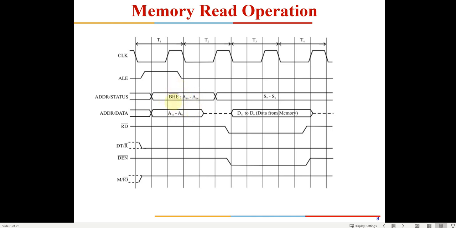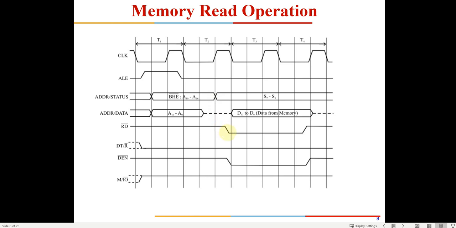Also you will have the BHE bar information, because you need to select which is the chip. So along with the address lines, you require the BHE bar signal, and then we have the address latch enable signal coming high. This address latch enable will enable us to latch the address and the BHE. In the next positive edge of the clock cycle, the read is enabled.